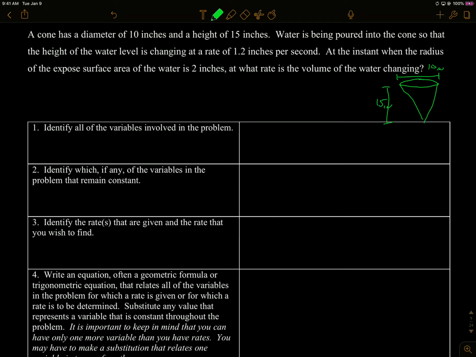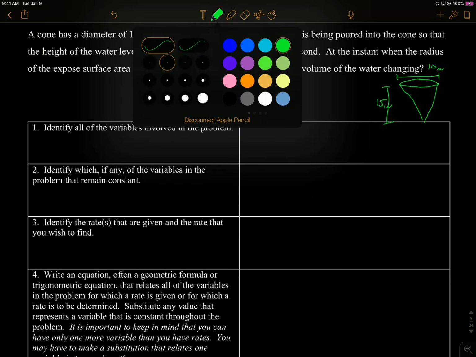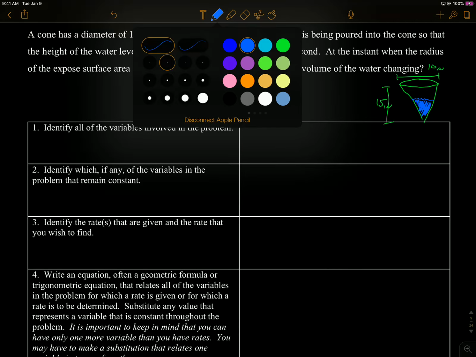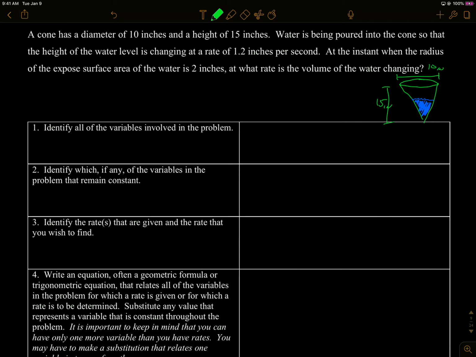Okay, this one is a cone that's got water being poured into it. This time the radius will be changing, right? So you have to picture again the water in the cone. It's taking on the same shape as the cone, and that's going to be key. So you can pause it and read the problem. I've drawn a little picture as well.